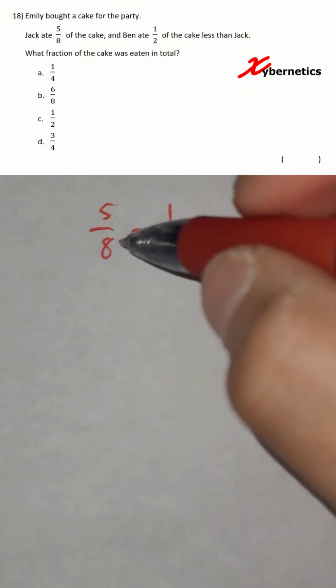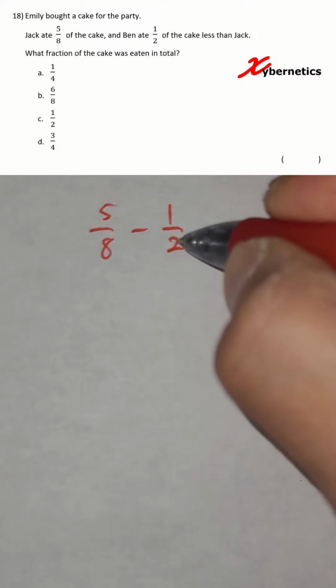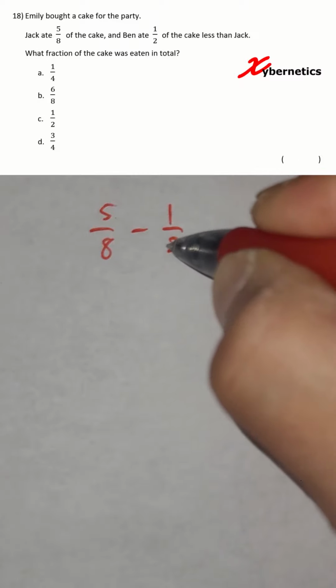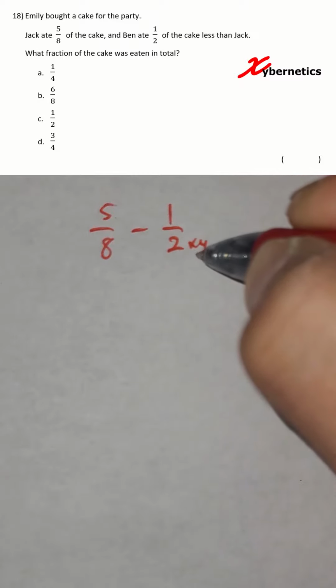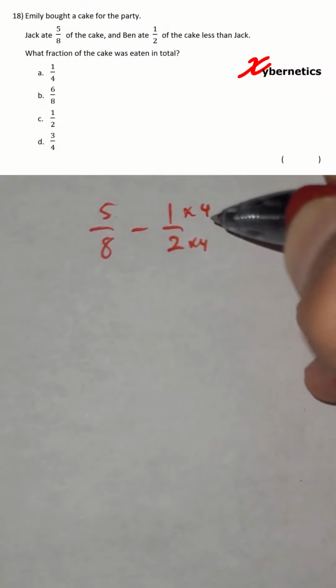Now, in order to perform a fraction minus a fraction, you're going to need a common denominator. If you multiply 2 by 4, this is going to end up being a value of 8. So whatever you multiply the denominator by, you're also going to have to multiply the numerator.